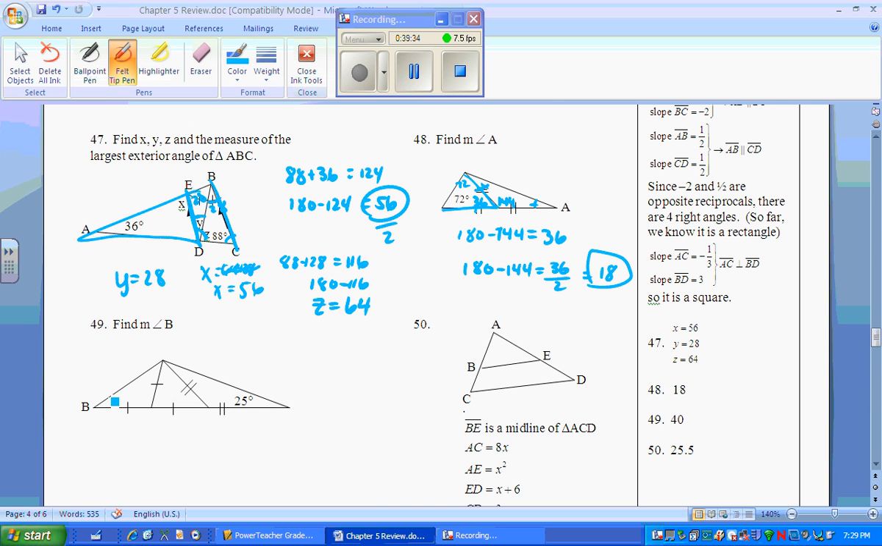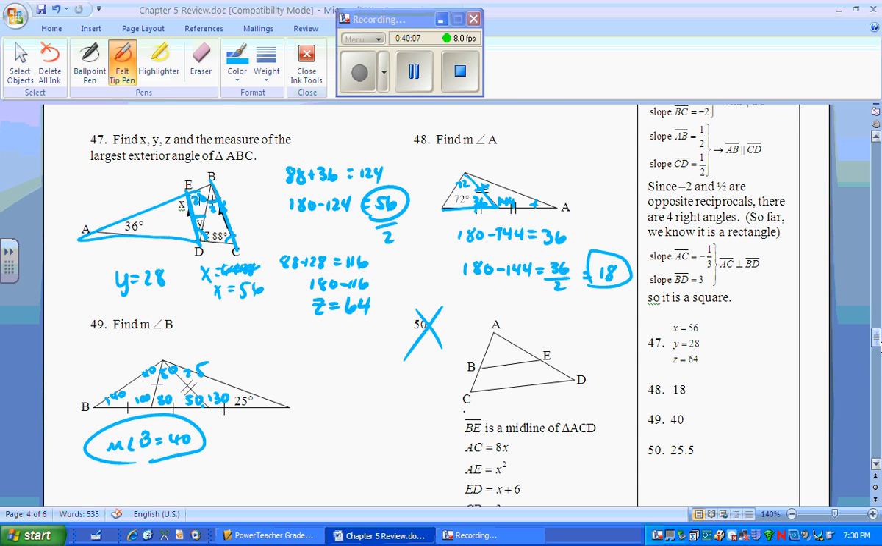All right, looking at this one, I want the measure of angle B over here. This is isosceles, so this is 25, which means that's 50. So 180 minus 50 gives you the answer of 130. So this angle is 130, which means this is 50. Looking at this one, this is isosceles now, so 50 is here, 50 is also here. That's 100, so this is 80, which means this is 100 here. So this means this is 40 here and 40 here. So the measure of angle B is equal to 40.